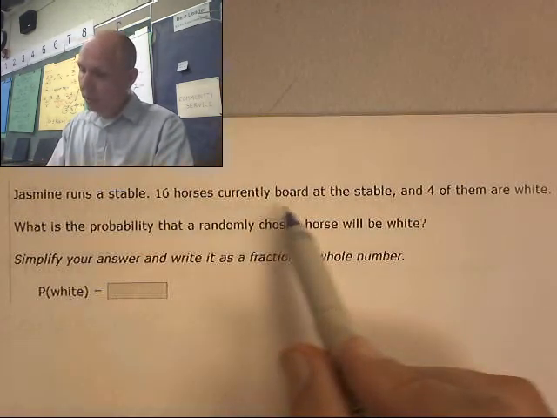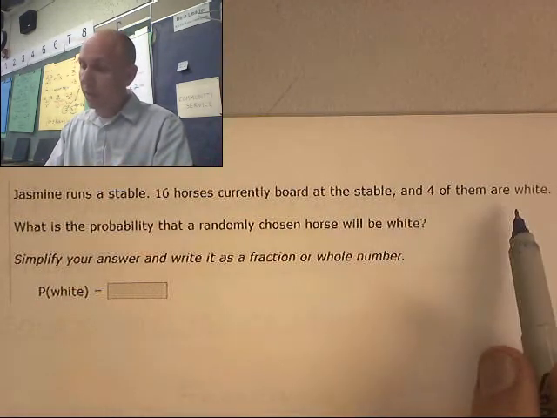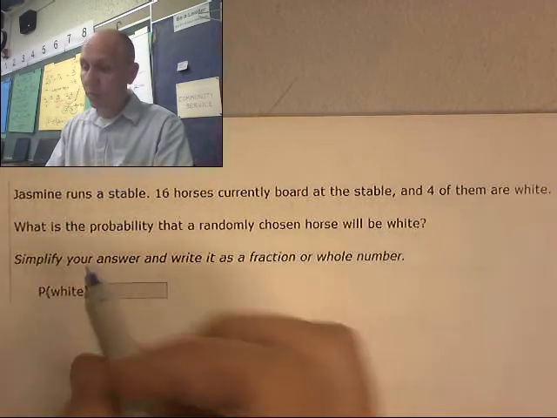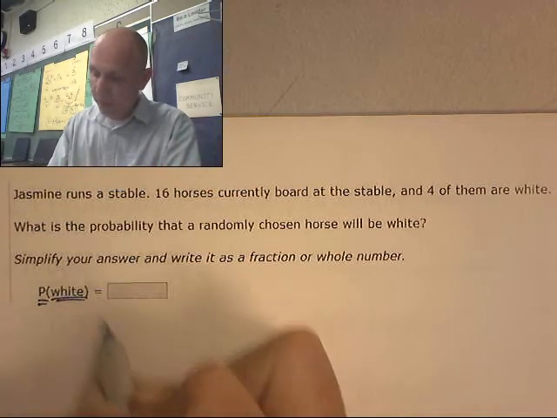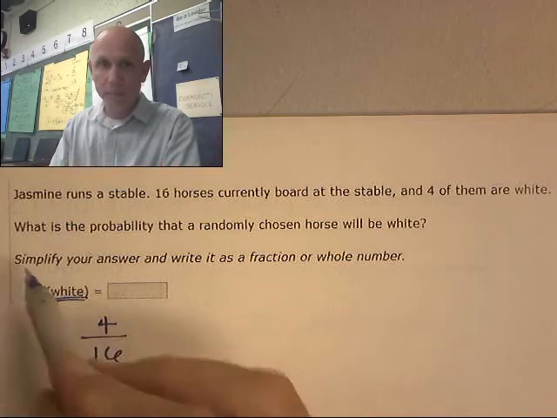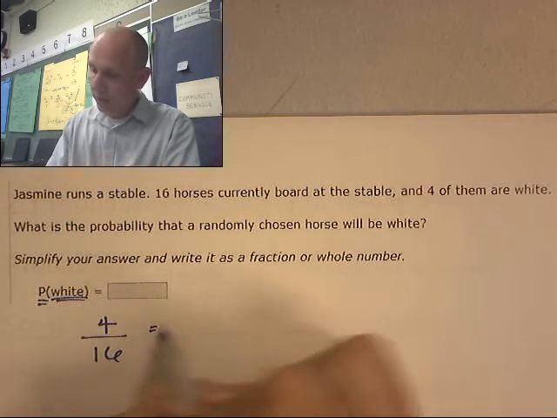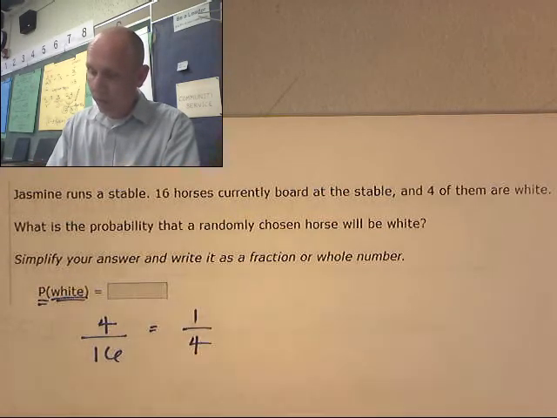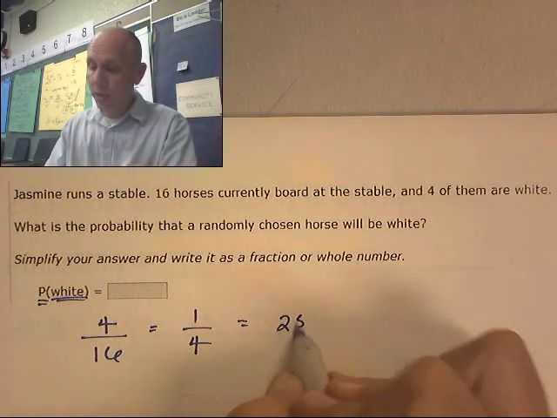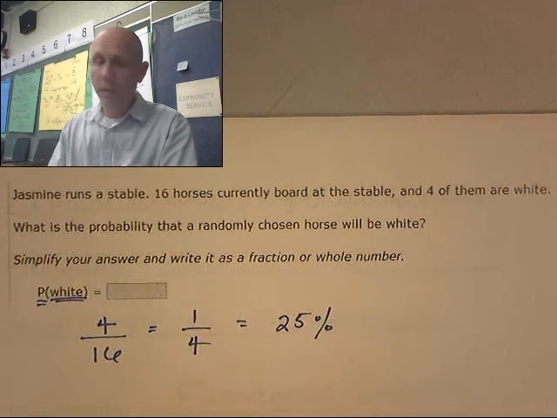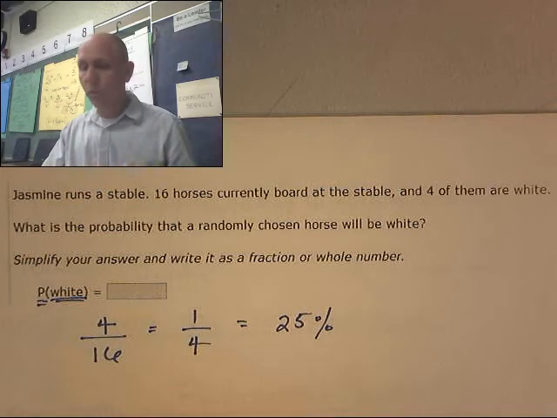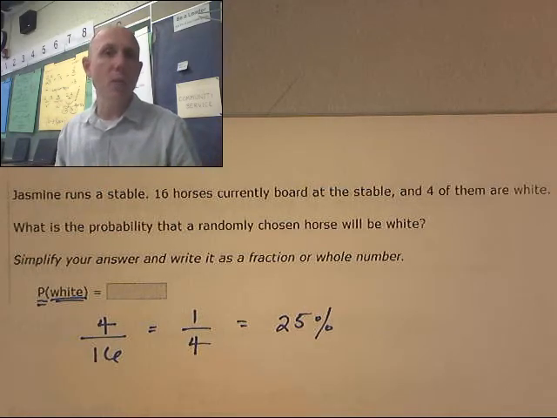Jasmine runs a stable. 16 horses are currently boarded at the stable, and 4 of them are white. What is the probability that a randomly chosen horse will be white? Well, there are 4 whites out of 16 horses, and it wants me to write it as a fraction. That's going to be 1/4, which if I wanted that as a percentage would be 25%. So if I randomly go into that stable and select a horse, I have a 25% chance of the horse being a white horse.